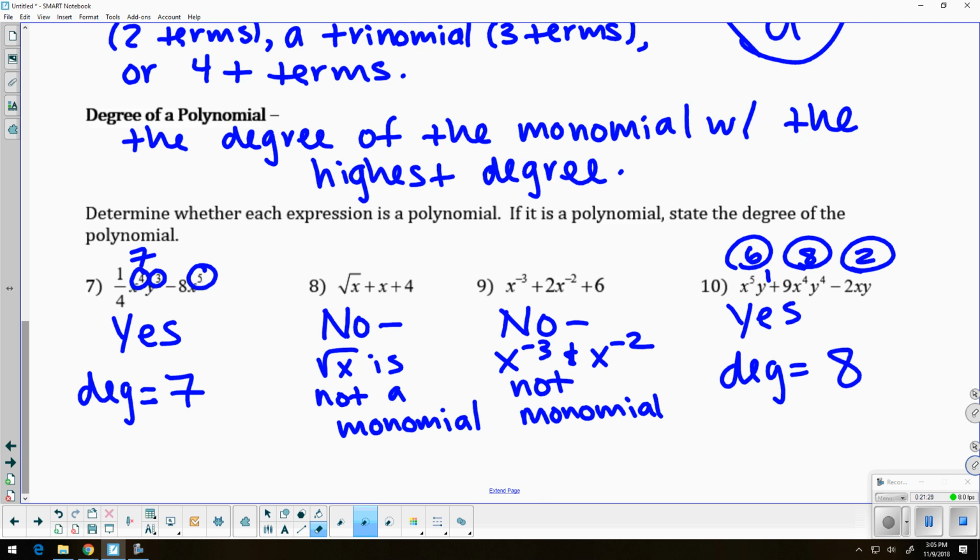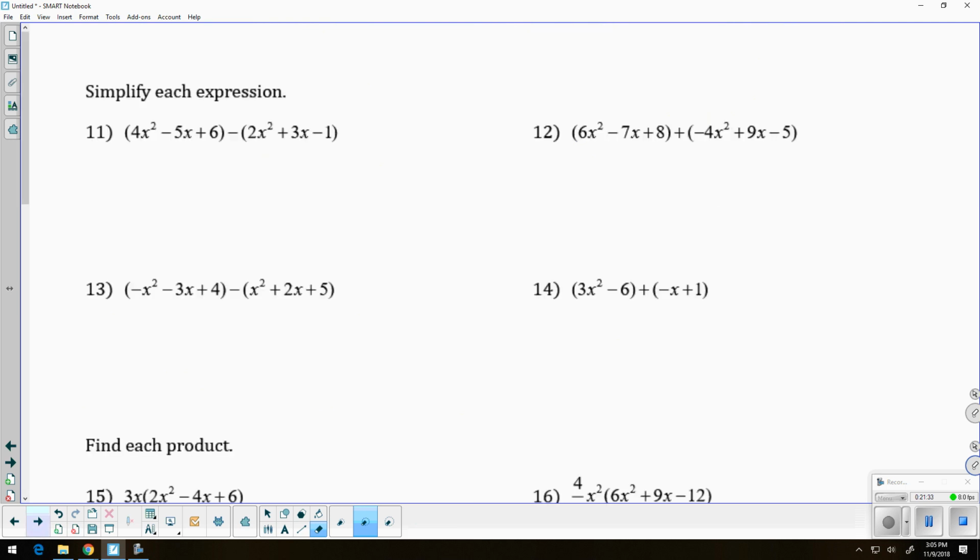All right? So now we got to do some operations with polynomials. So on to the next page. Last and final thing here. So we have two polynomials, the 4x squared minus 5x plus 6. So that's our first polynomial. It's a trinomial. We're subtracting from it 2x squared plus 3x minus 1.